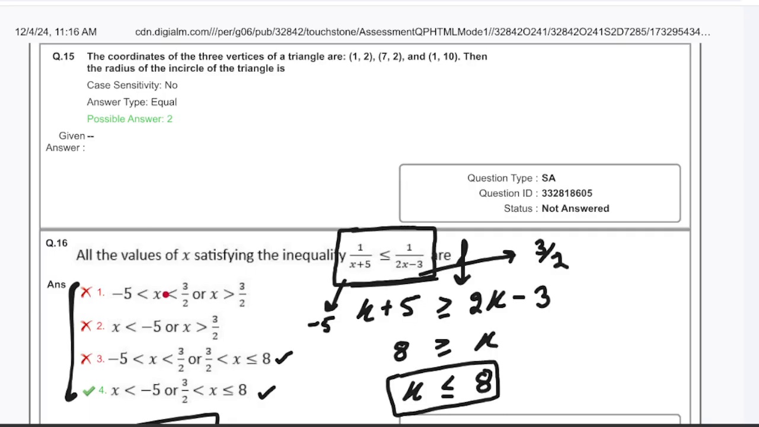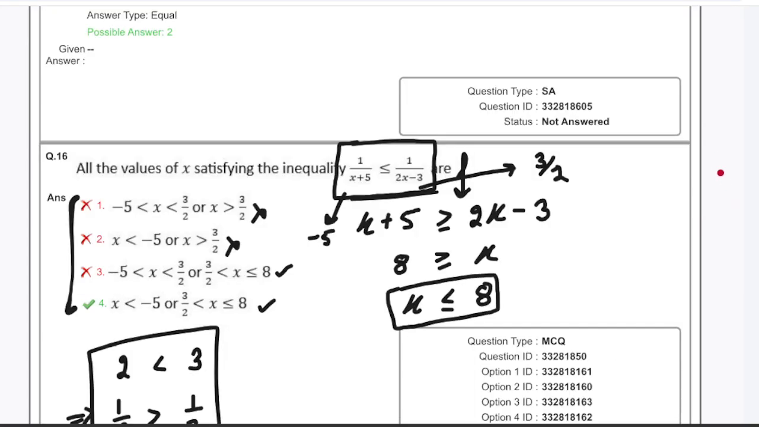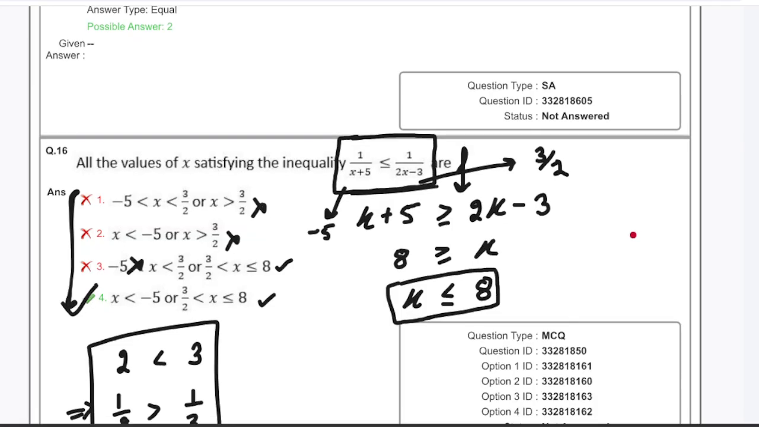In the first option, it is not restricting x to less than or equal to 8, which we already said will not be the answer. In the third option we have x greater than minus 5, which is not right. That means the answer is option number 4: x is less than minus 5 or has to be between 3 by 2 and 8, where 8 is inclusive. That is question number 16.